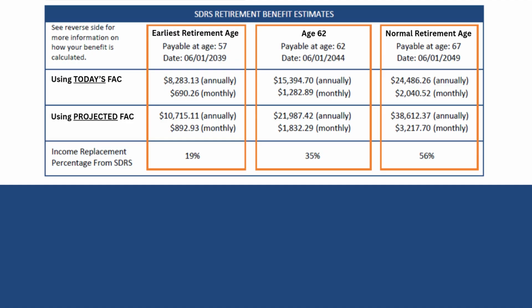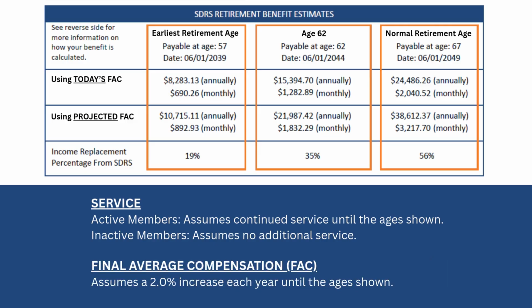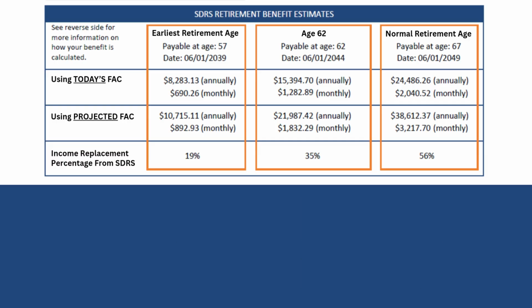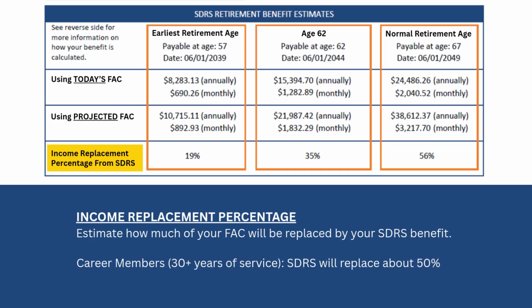Because Pam is an active member, her estimates assume she will continue working and accruing service until the age is shown. If you are an inactive member, the estimates assume no additional service. The projected FAC estimates assume that Pam's current FAC will increase 2% each full year between now and the retirement ages shown. Pam's income replacement percentages estimate how much of her FAC will be replaced by her retirement benefit. For career members, those with 30+ years of service, SDRS can be expected to replace around 50% of FAC.